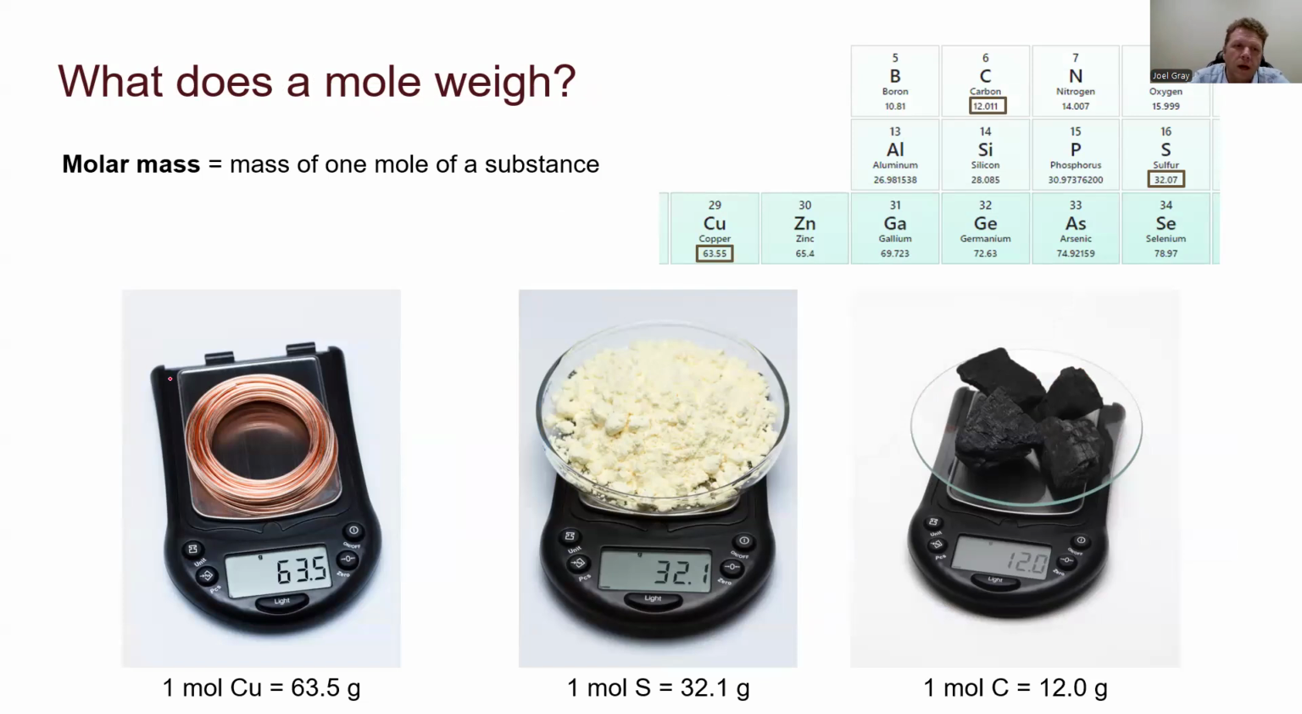Now, what does a mole weigh? Molar mass is the mass of 1 mole of a substance. Okay. 1 mole of copper has the mass of 63.5 grams.